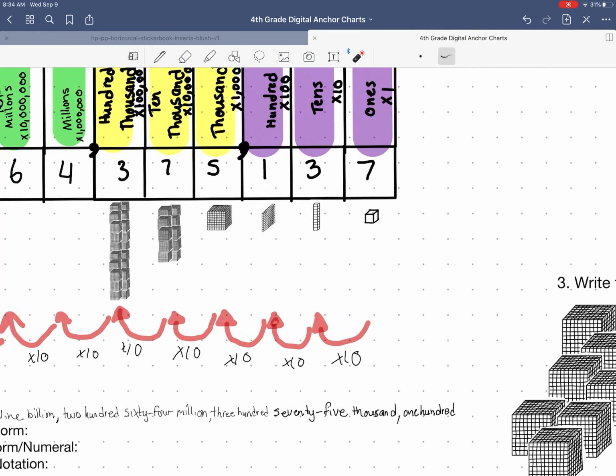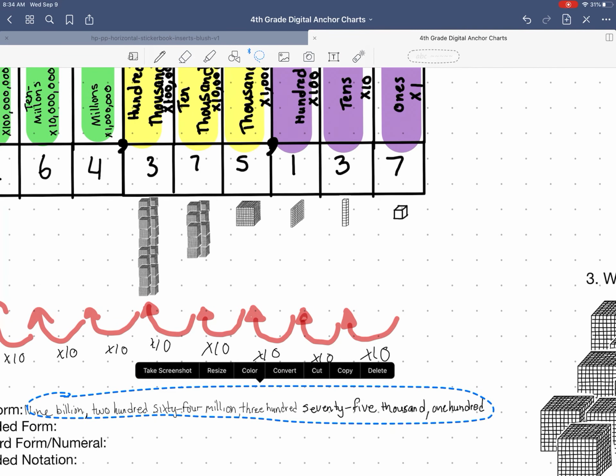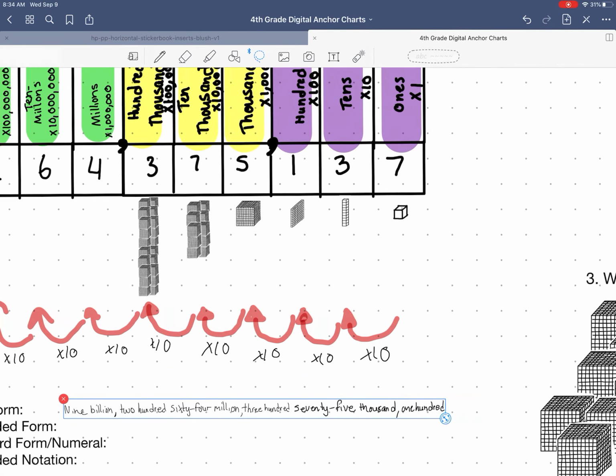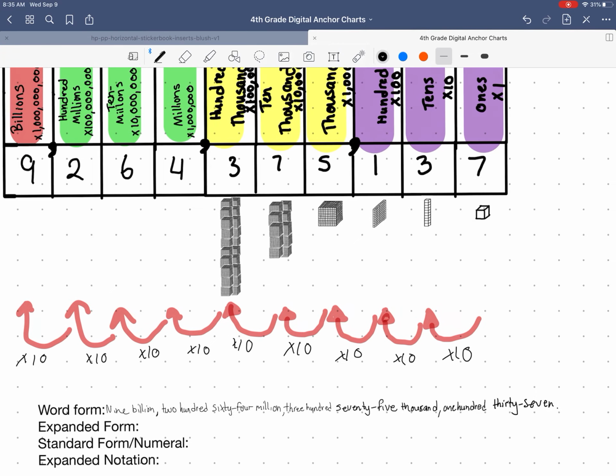Okay, 30. Maybe I need to resize again really quickly. Okay, 30, 37. And that's it. And then 9,264,375,137. Yay! Alright, now expanded form.